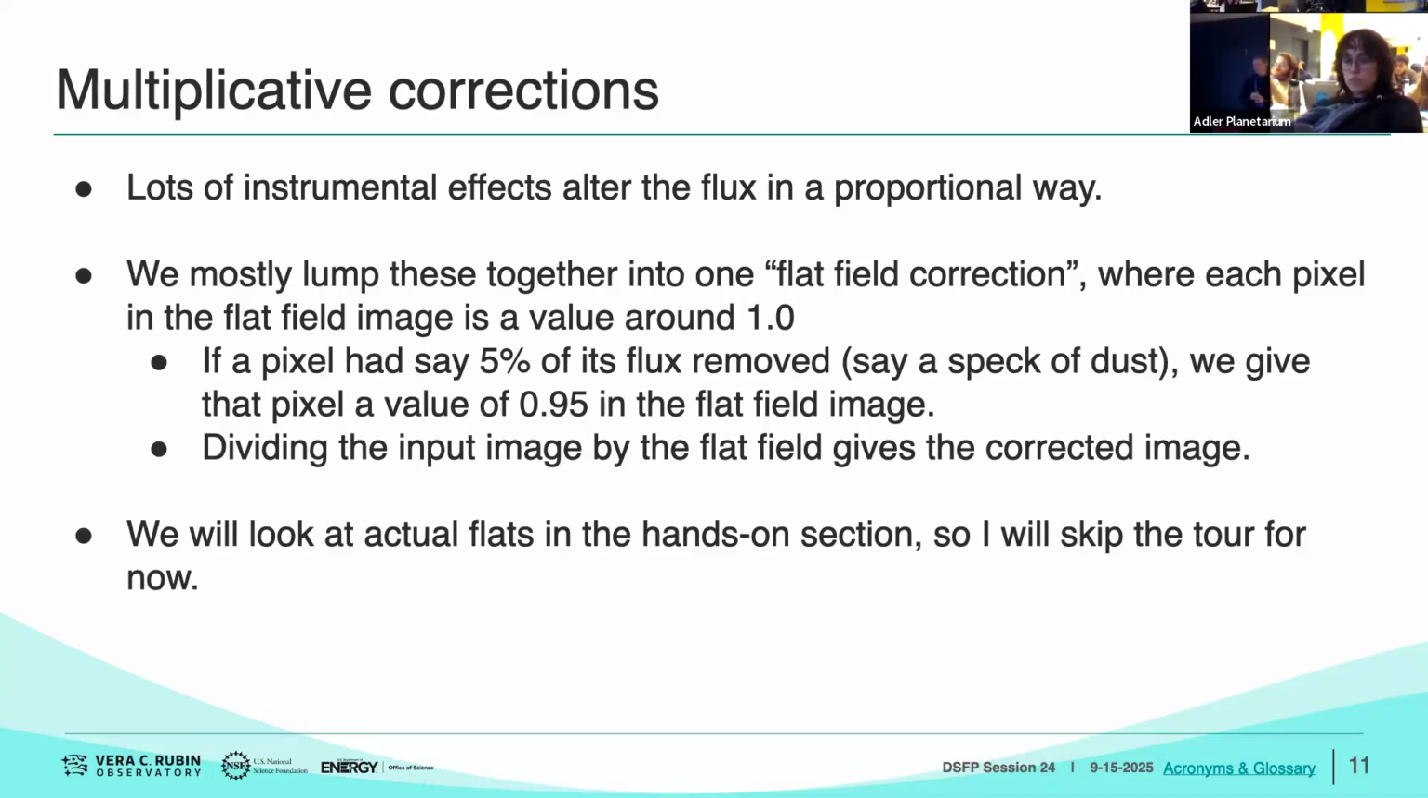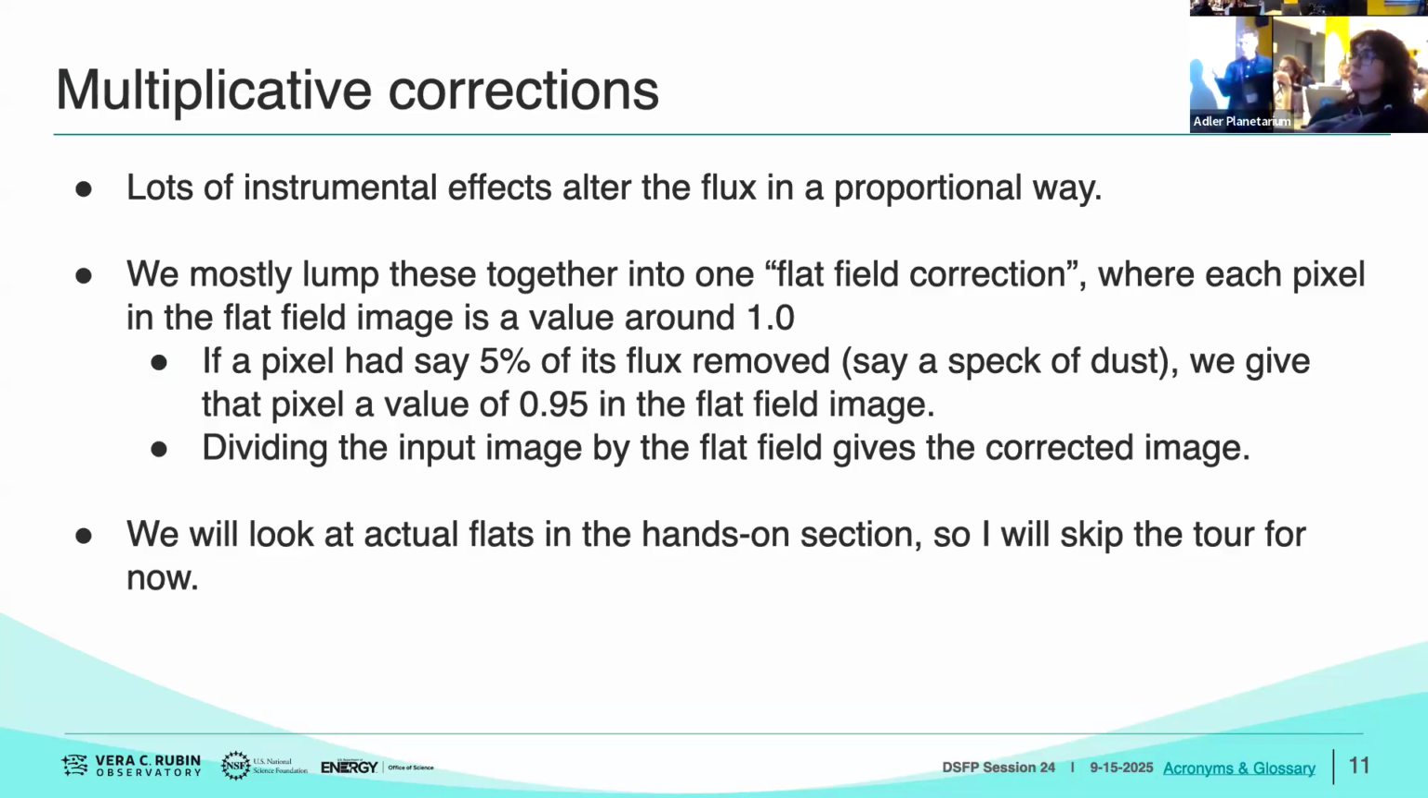Multiplicative corrections are a bigger category. We think of a lot of things as being some multiplicative factor on the light coming into the sensor. So let's say I'm going to define that by default, the light coming into the detector is a factor of 1.0.